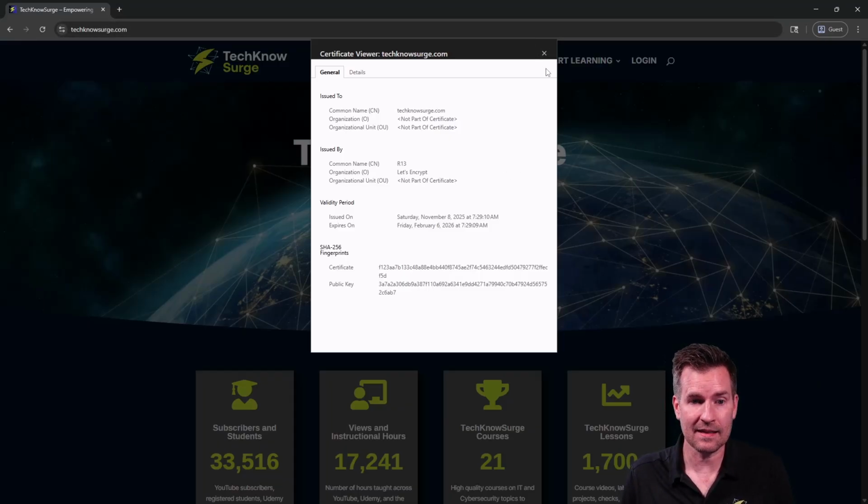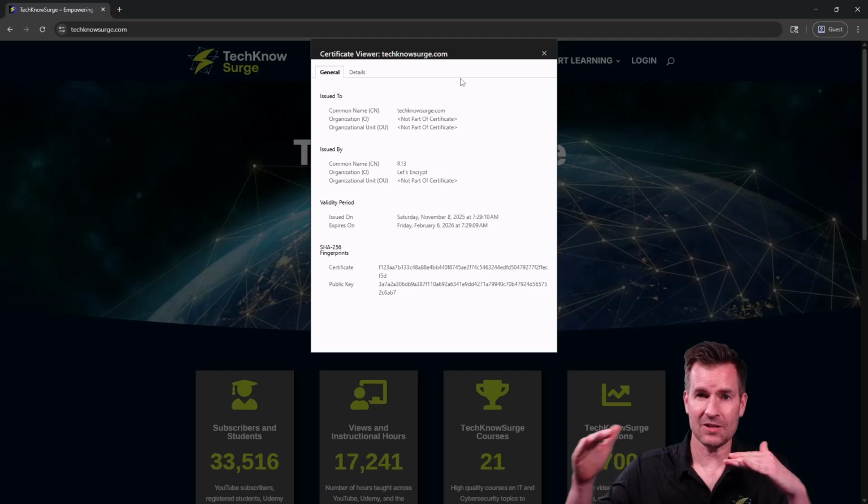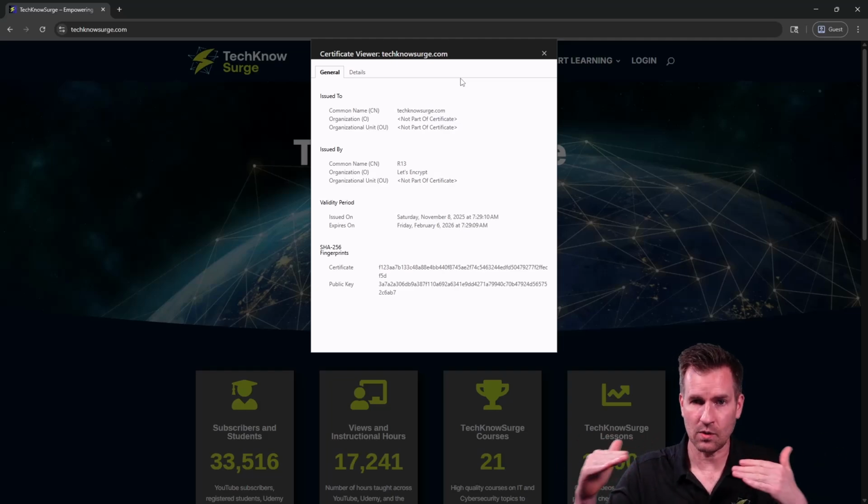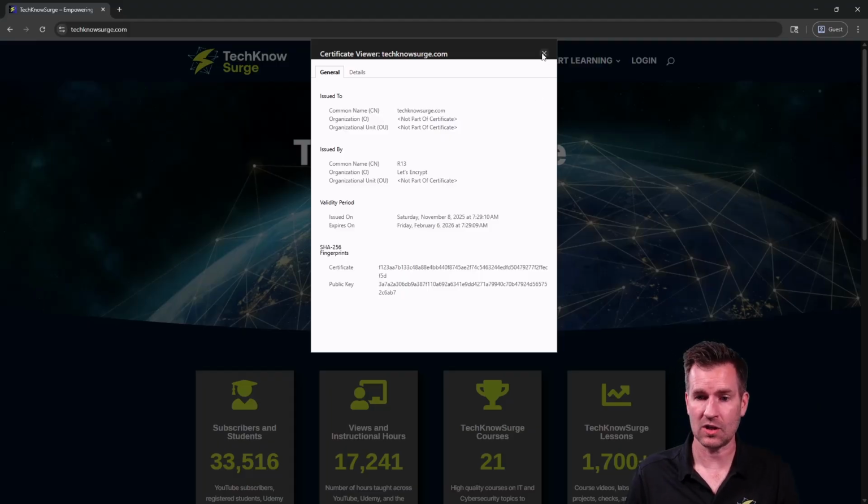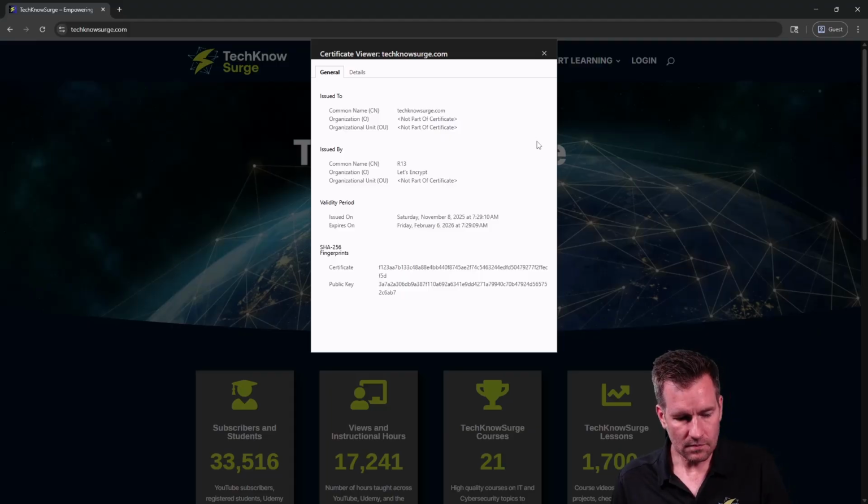Doesn't guarantee me that this site is safe and protected or anything like that, except that it is a level of guarantee that I'm on the right site. And then also what's happening is we're establishing a TLS connection between my machine and this machine. So not only that, we have a certain level of confidentiality when we're communicating with this machine. So that's an example of public key infrastructure right there.